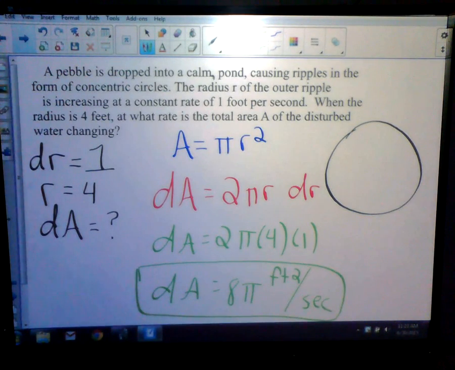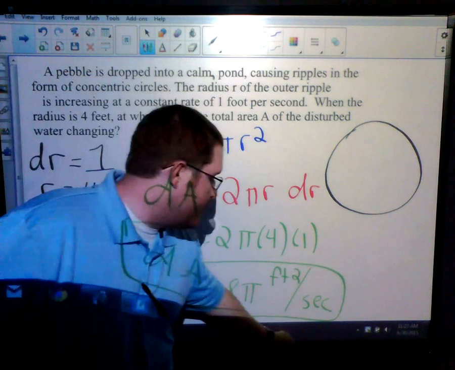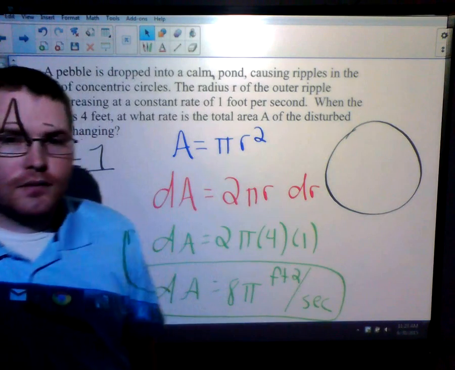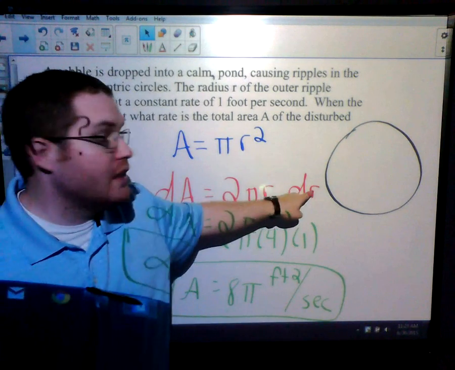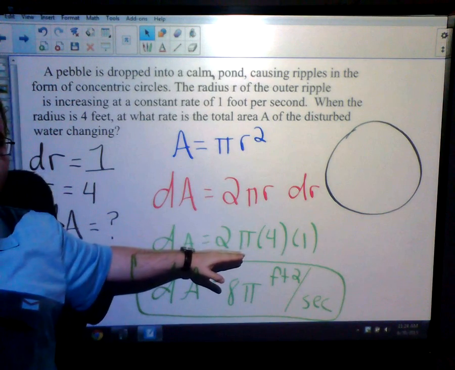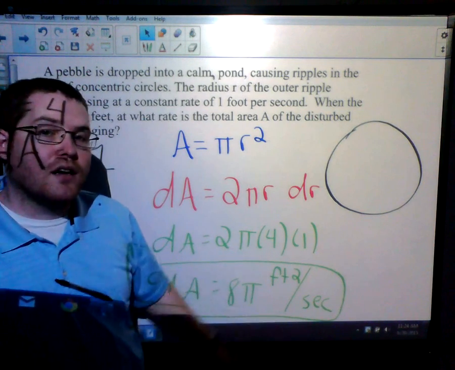Again, I read the problem, I drew a picture. I wrote down what they told me, I wrote down what they wanted me to find. I took what they told me and what I wanted to find, and I came up with a formula based on my picture. I took the derivative with d's in the whole thing, dA and dr. I plugged in the information they told me to find the information that I didn't know.